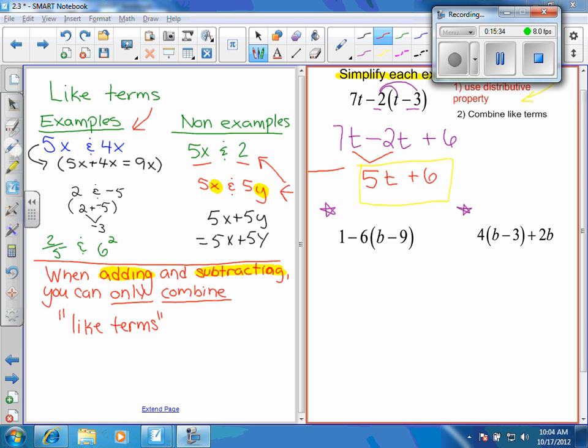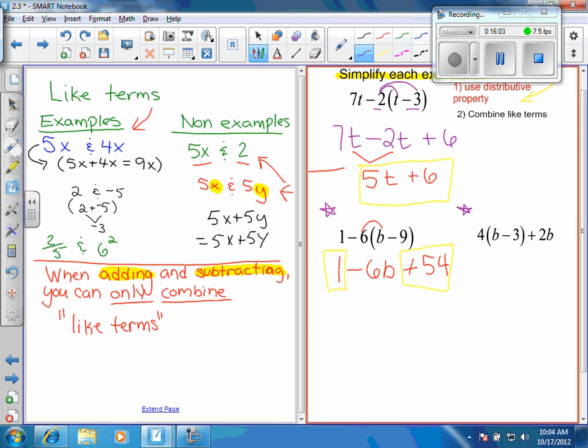So first I did the distributive property with the 6. Okay, so then you brought the 1 down? Okay, and distributive gives you? 6 minus 6b. And then plus 54. Okay. So then you have your terms that are alike, these two. So what'd you get with those?